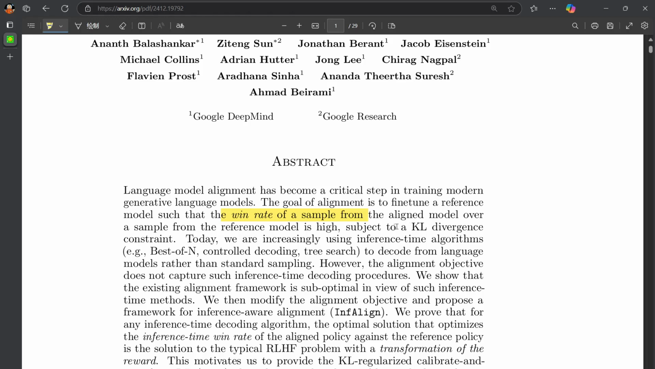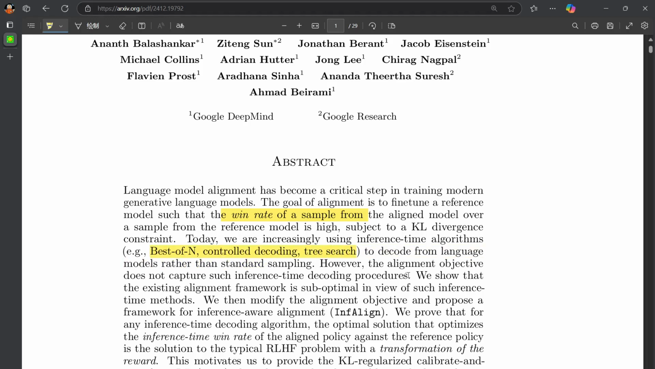Okay, I'm intrigued. Who are the authors? So it's a team from Google DeepMind and Google Research. Ananth Balashankar, Ziteng Sun, and a bunch of other really smart folks. The usual suspects. I've seen some of their work before. What's this one all about?